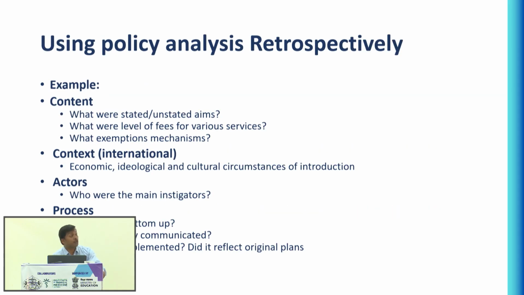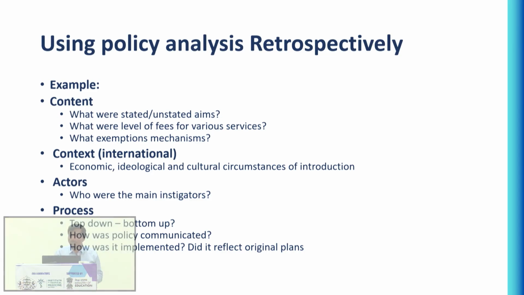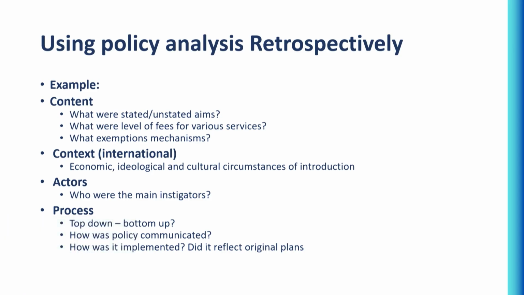Now, using the policy triangle, if you do a retrospective analysis, you can pick any particular policy. You can see if there is a policy around RTA, or a PPM-TB policy, or what about the digitalization of ASHA, is there a policy document around it? Do a policy analysis, see what the content is saying about it. What were the stated, unstated aims? What were the level of fees, various services?